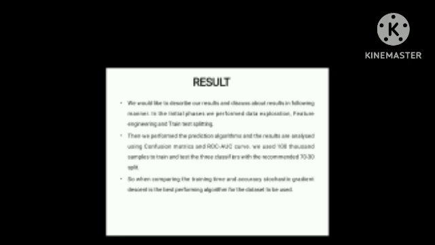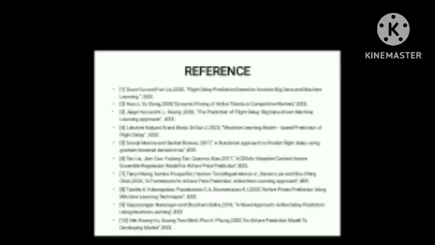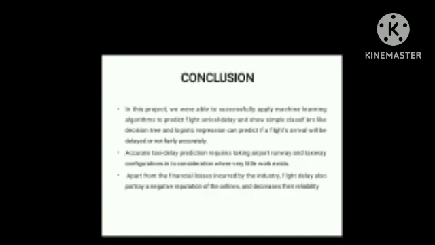Moving on to the results, we would like to describe and discuss our results in the following manner. In the initial phases, we perform data exploration, feature engineering, and test splitting. When comparing the training time and accuracy, gradient descent is the best performing algorithm for the dataset used. We have included the references that we have taken. We have 10 references. And we have a conclusion for this project.